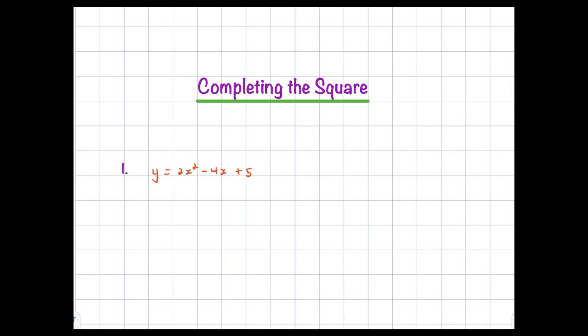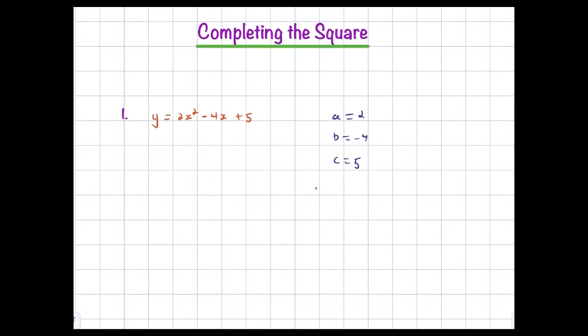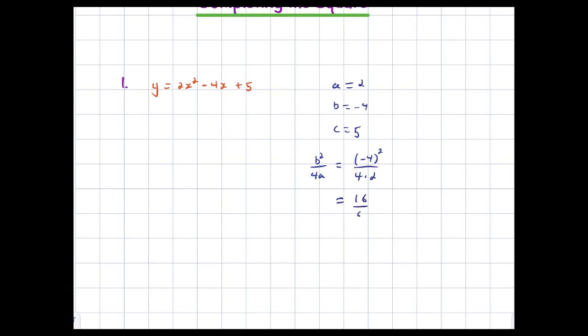So, okay, the first one. We have here y is equal to 2x squared minus 4x plus 5. So our a value is 2, our b value is negative 4. Of course, the c value is 5, although we don't really care about that. We're just interested in the b and the a, because the sneaky 0 term, b squared over 4a, that we're going to be adding and subtracting, is completely determined by the b and the a. So this is negative 4, of course, squared over 4 times 2, which is 16 over 8, which is 2. So we are going to be adding and subtracting 2 from this equation.